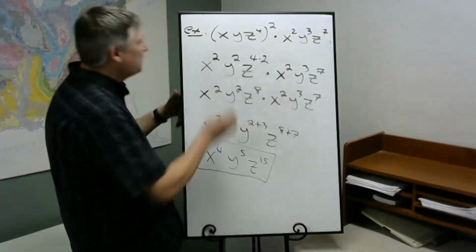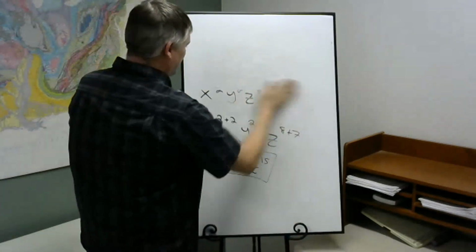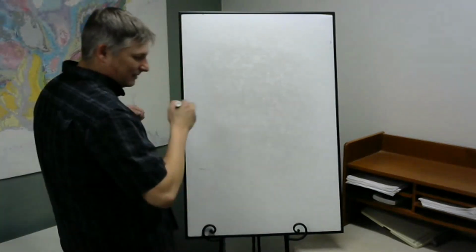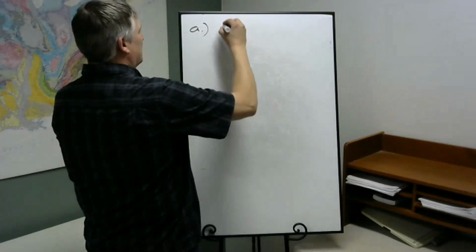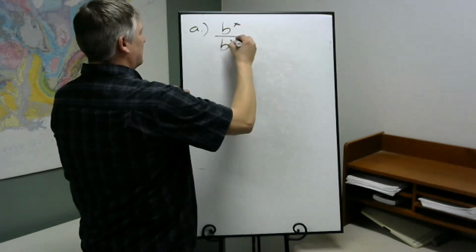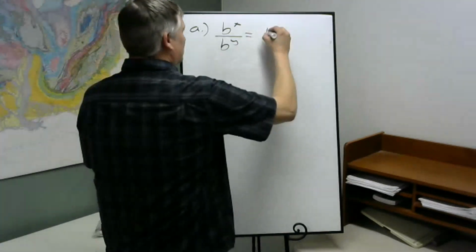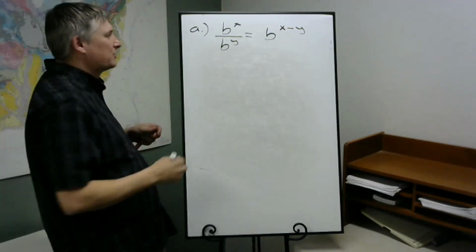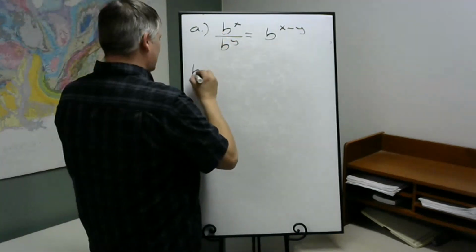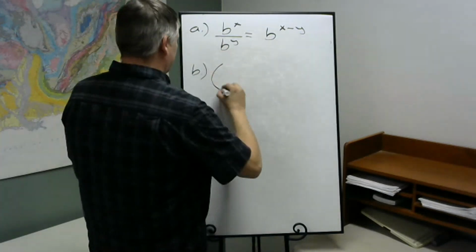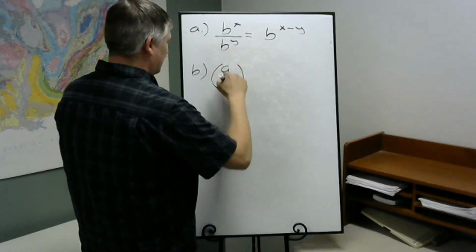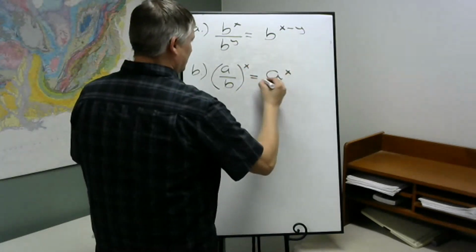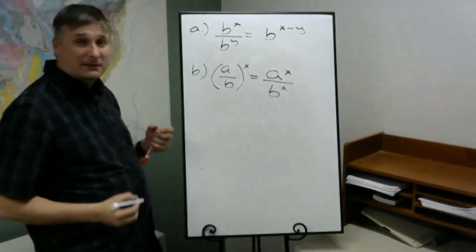So a few more properties with exponents. If the bases match, we're going to subtract. Now, we can't do the subtraction if the bases are different. Now, if we have something like this, again, we have different bases. We're going to get this.